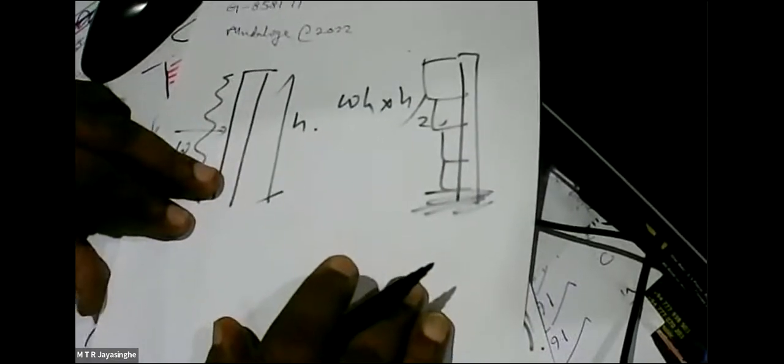Moment of cantilever is given by this W and this H, W times H, and acting here at H by 2. Or, if the pressure is not uniform, you can break it into pieces like this: a bigger one, smaller one, smaller one, smaller one. You can find the total moment here.